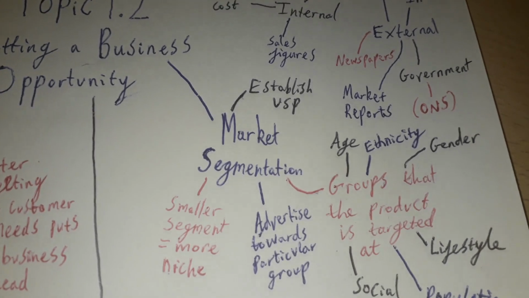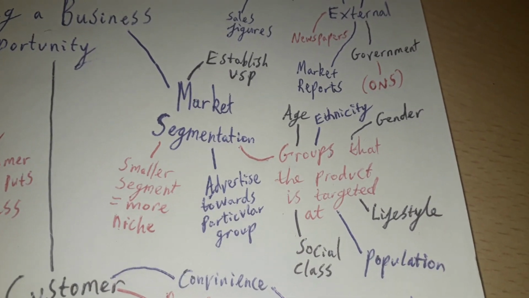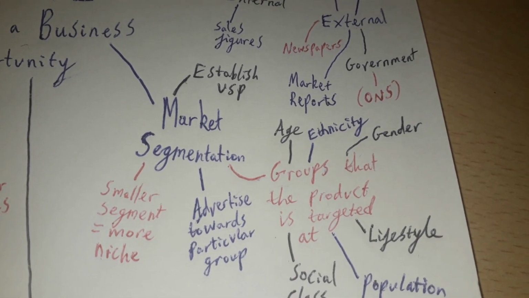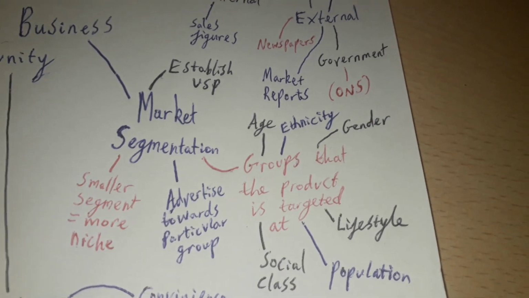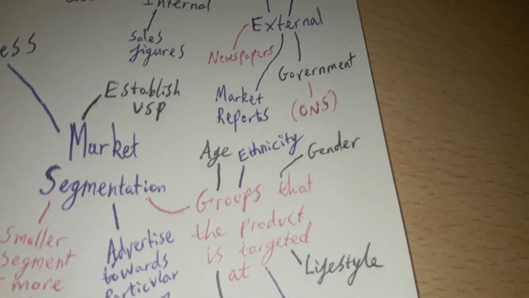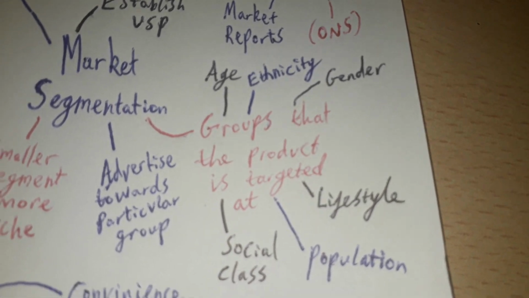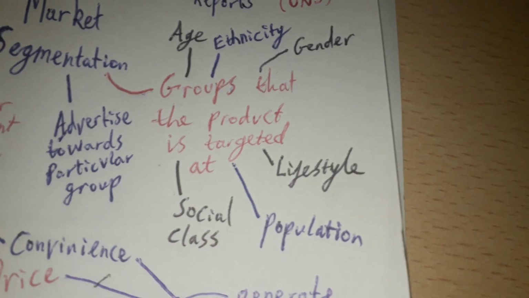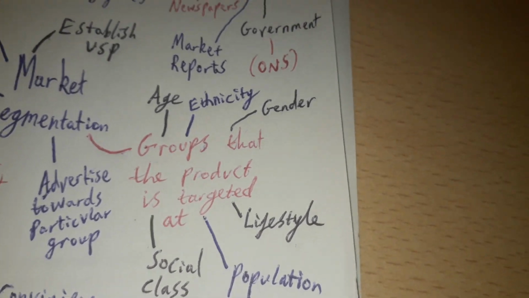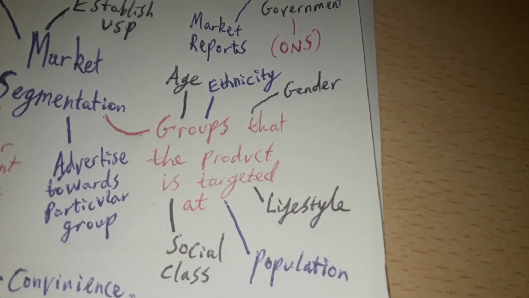Market segmentation. Market segmentation is when you try to advertise towards a particular group. The groups a product could be targeted at can be based on age, ethnicity, gender, lifestyle, population, or social class. Most of these are pretty obvious, but population would be about the population of a certain area, even smaller than an ethnicity, and how they react.